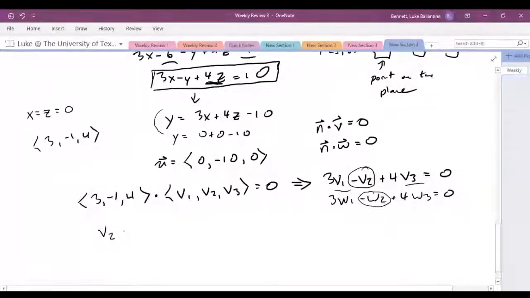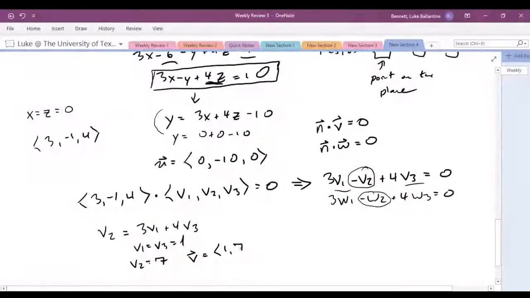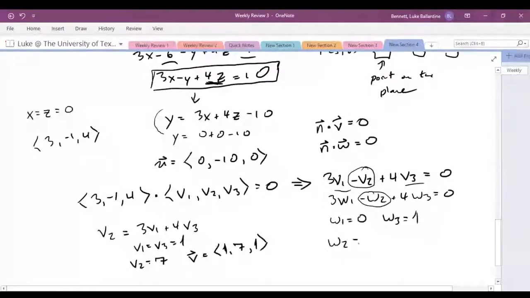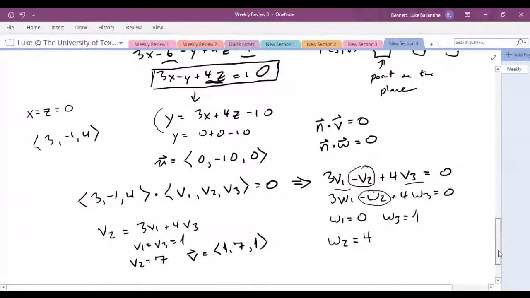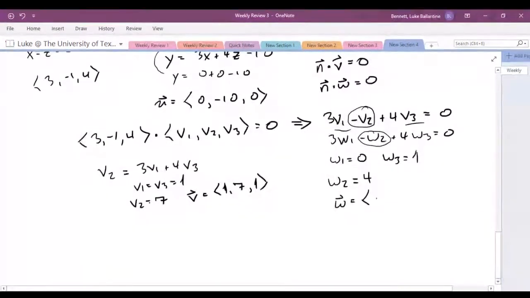So we have V2 equals 3V1 plus 4V3, and plugging in any two numbers, V1 equals V3 equals 1. So we get V2 equals 7. And so our vector V would be 1, 7, 1. And now for vector W, let's do W1 equals 0, W3 equals 1. So we get W2 equals 4. And so our vector W would be 0, 4, 1.